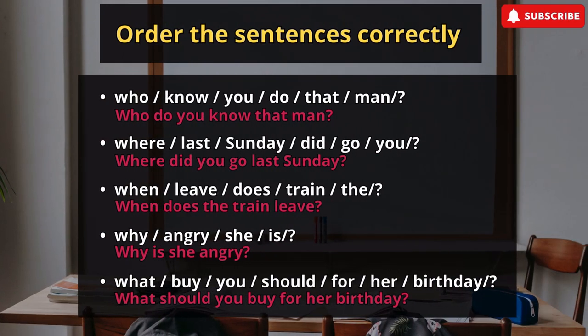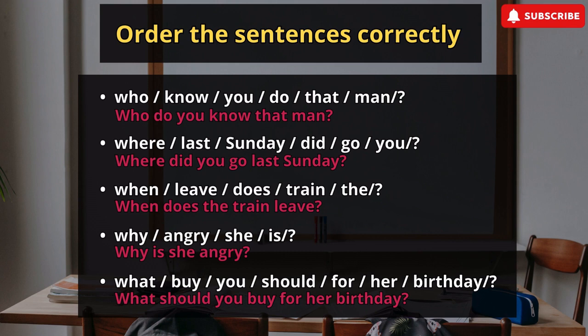Order the sentences correctly. Who know you do that man? The correct form is: who do you know that man? Where last Sunday did go you? The correct form is: where did you go last Sunday?